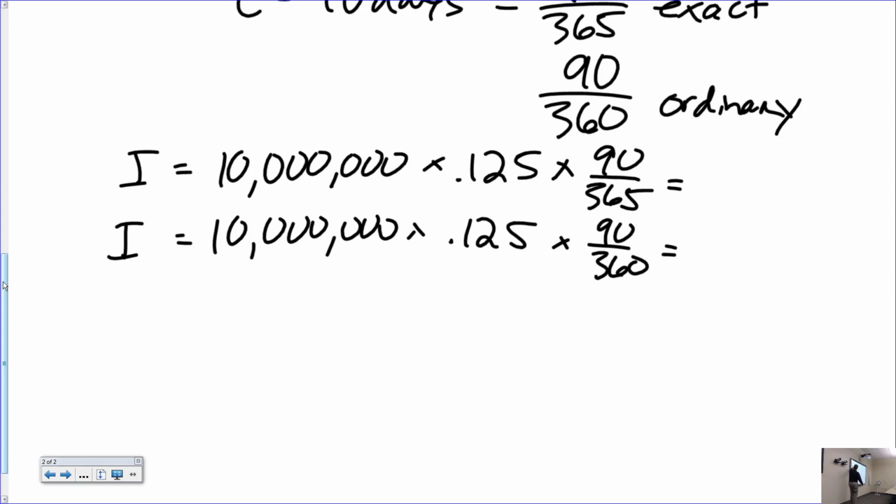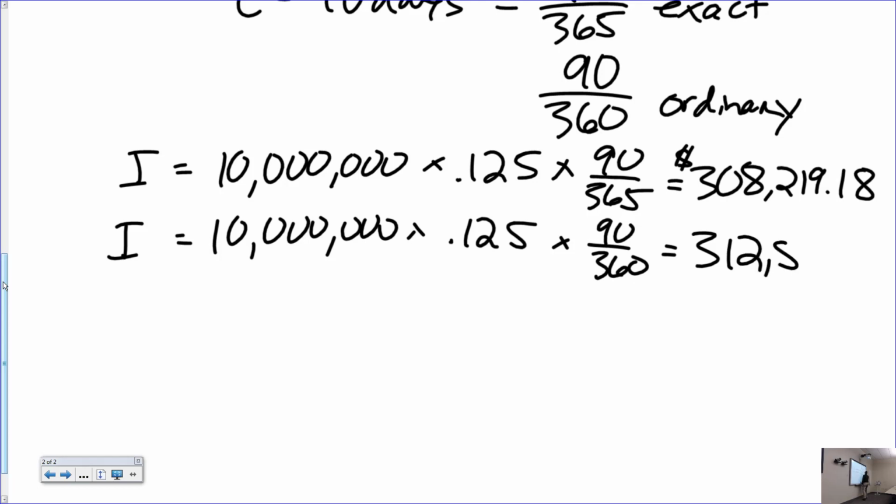So how much will you have to pay using the exact time? 308.19. And how much would you have to pay using ordinary time? 500.